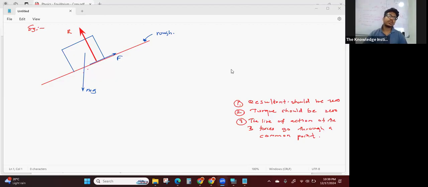Okay, I got 2 yes and 1 no. So here this is wrong. Okay, this is wrong. Then the second question. Now, if I draw the normal reaction force here, tell me, is this correct or wrong?